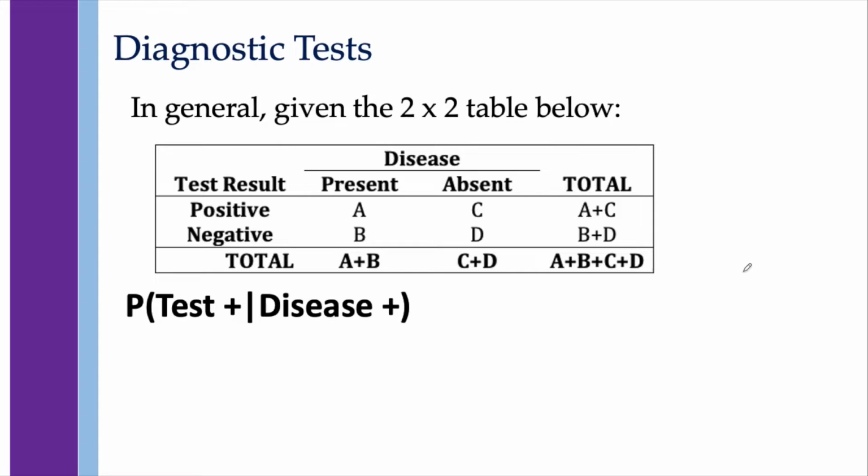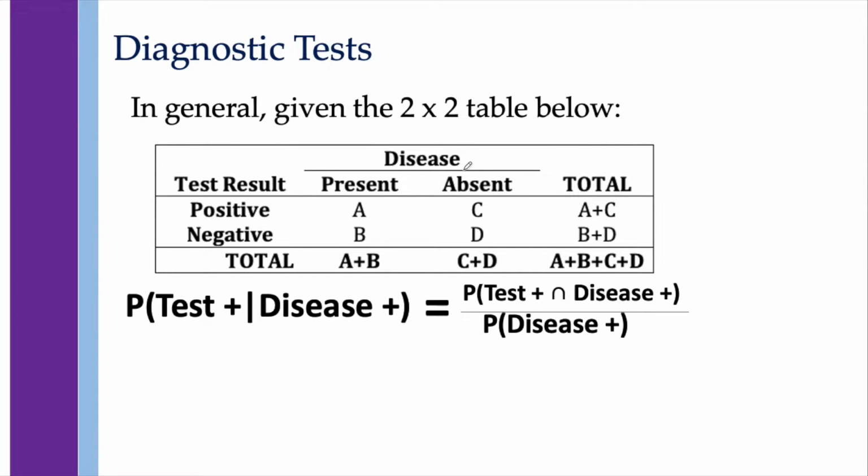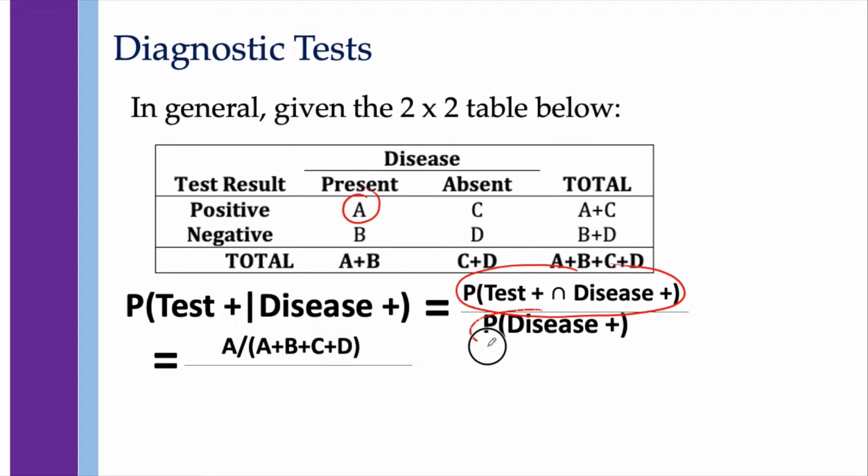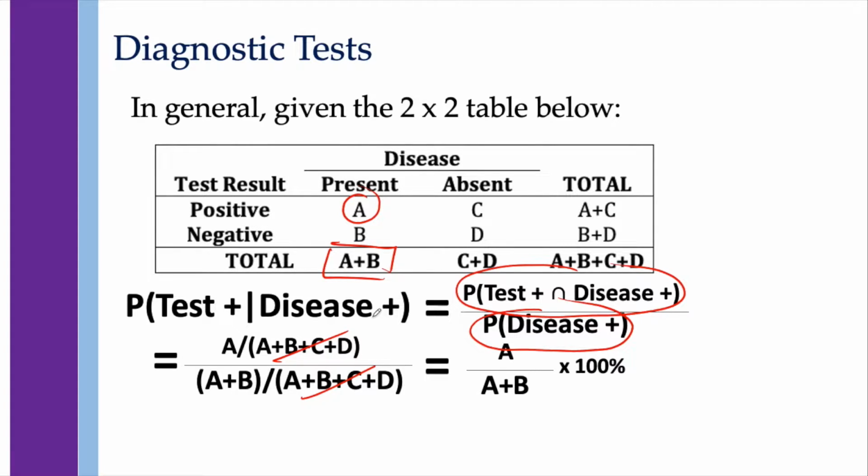In general, if you have a 2 by 2 table with these values, let's say A, B, C, and D, how are you going to get the probability of a test which is positive given that the disease is present? So expanding this conditional probability, again, we have this. The numerator here will just be this divided by the total. And the denominator here will just be this one divided by the total. So canceling this total, we have A over A plus B.